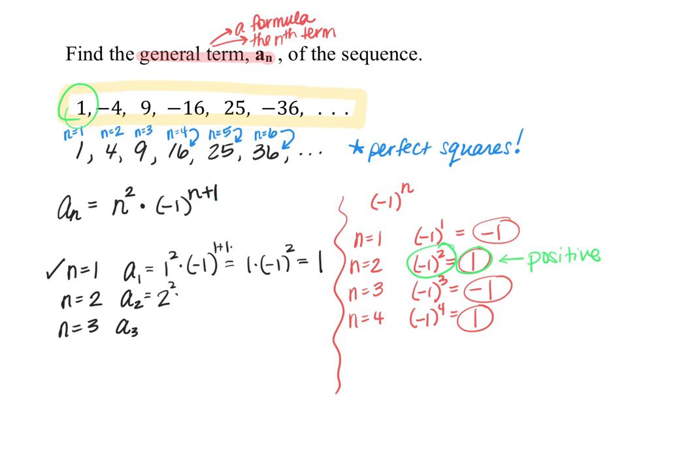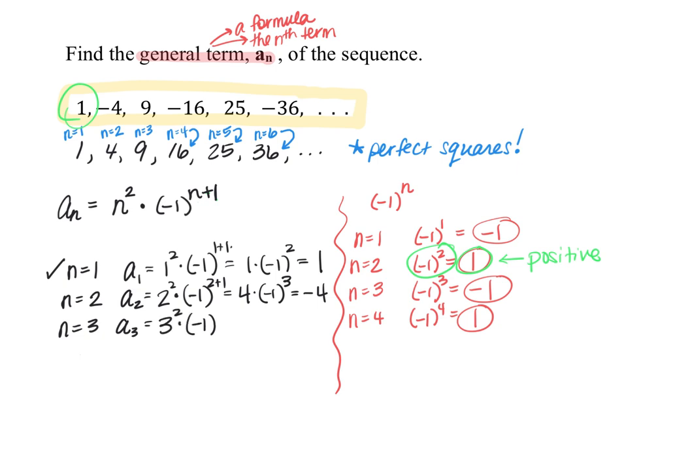Let's plug in 2. That's 2 squared times -1 to the 2 plus 1 power. So that'll give us the 4. Then we're going to multiply by -1 to the third power. 2 plus 1 is 3. And sure enough, that -1 cubed will give us a negative number, which will result in a -4. And you can see, hopefully by this point, that we've got it.